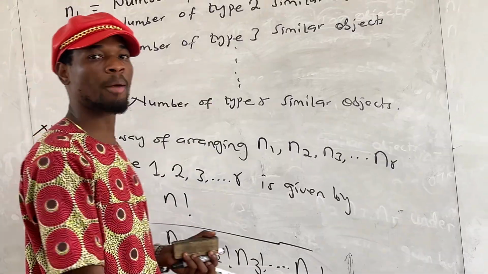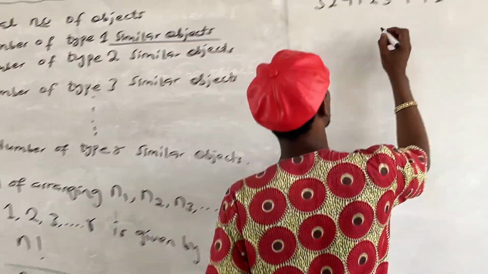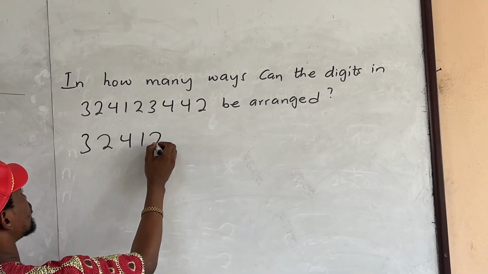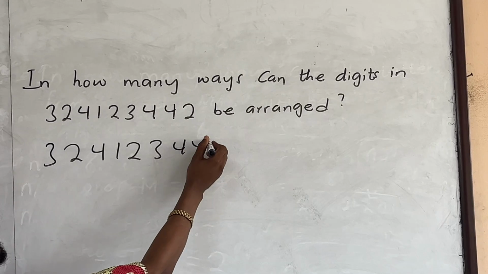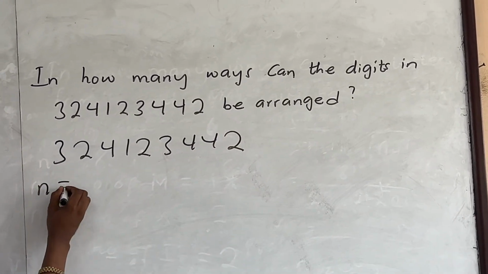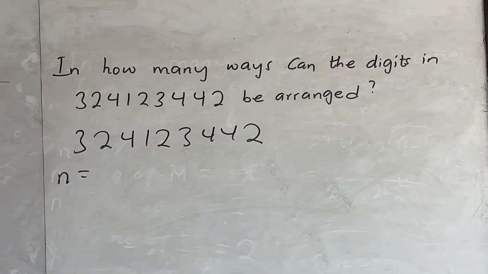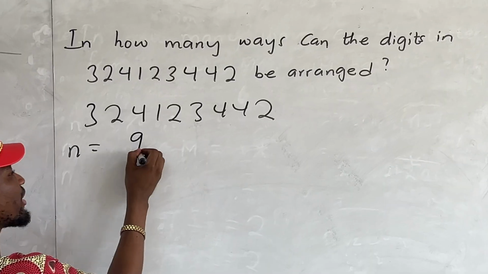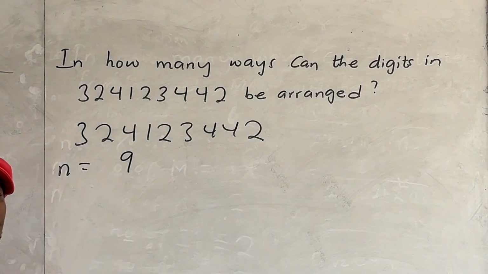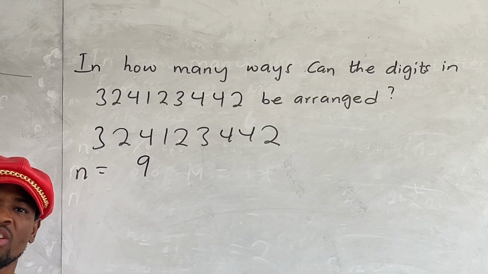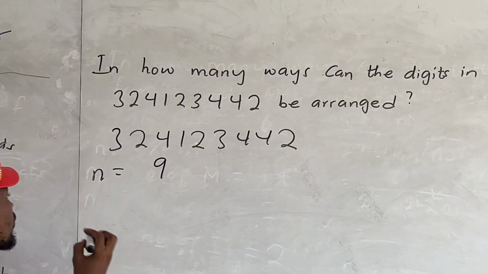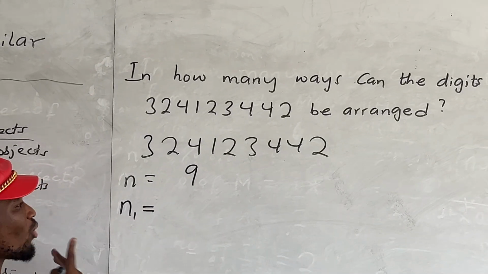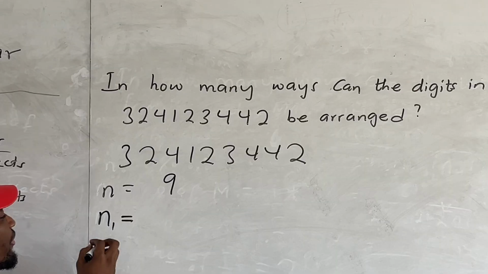Let's see how we can appreciate other questions. So here we have 3, 2, 4, 1, 2, 3, 4, 4, then 2. Let's count the total number of the digits. We have 1, 2, 3, 4, 5, 6, 7, 8, 9. We have 9 digits. Now let's look out for the digits that appear more than once. So let n1 represent the number of digits appearing more than once.